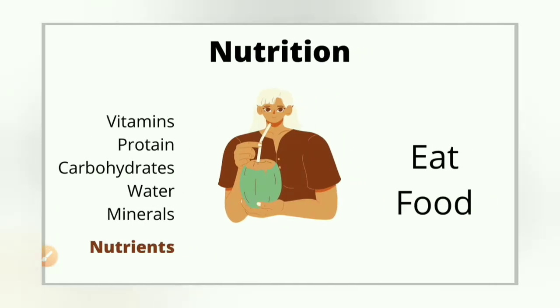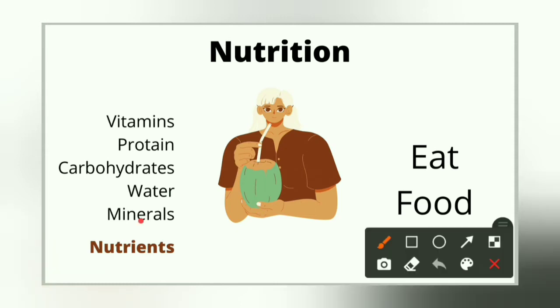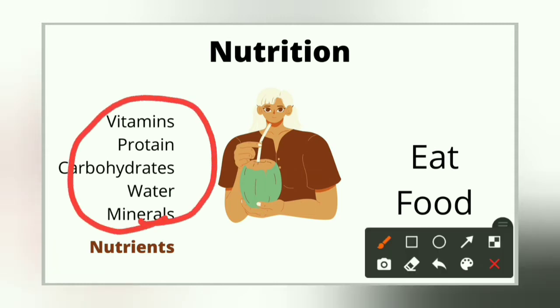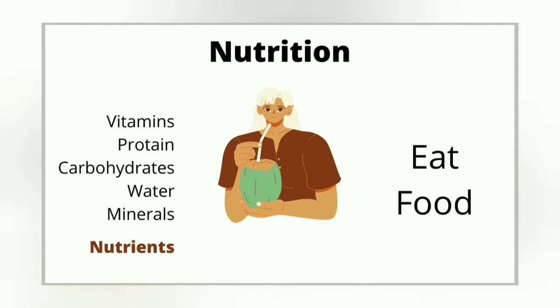What is nutrition? Let's say we all eat food. Why do we eat food? Because there are certain elements that we require in our body. Some of them are vitamins, proteins, water, minerals, and most importantly, carbohydrates. So these things are called nutrients.